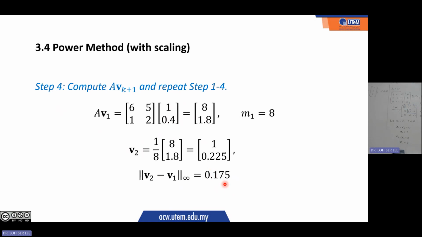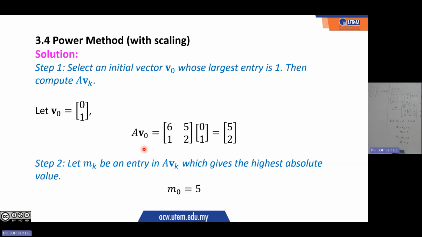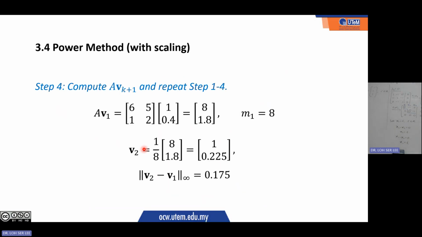But this is still greater than, what is the epsilon just now? 0.0002. Epsilon is 0.0002. So this is still larger than that. So we compute for AV2.